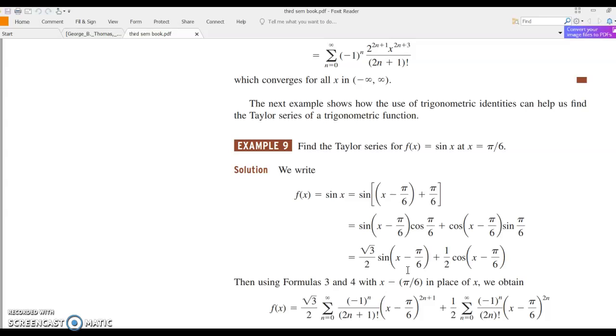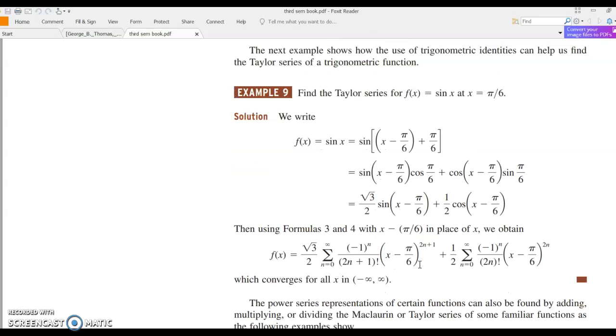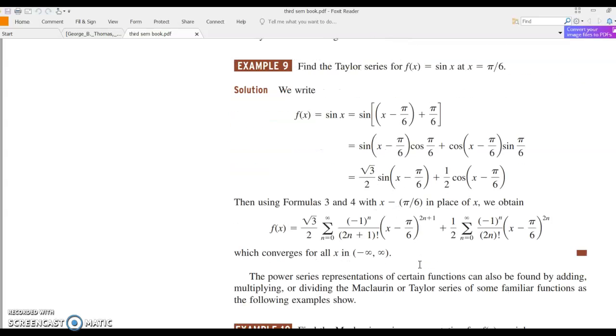So this is the term. Cos pi by 6, that is cos 30, is root 3 by 2. Sine 30 is 1 by 2. After substituting this, we know the expansion for sine x and cos x. So sine of (x minus pi by 6) and cos of (x minus pi by 6), we have to find out the expansion and substitute the expansion here. Then we will get the Taylor series for f of x is equal to sine x, right?